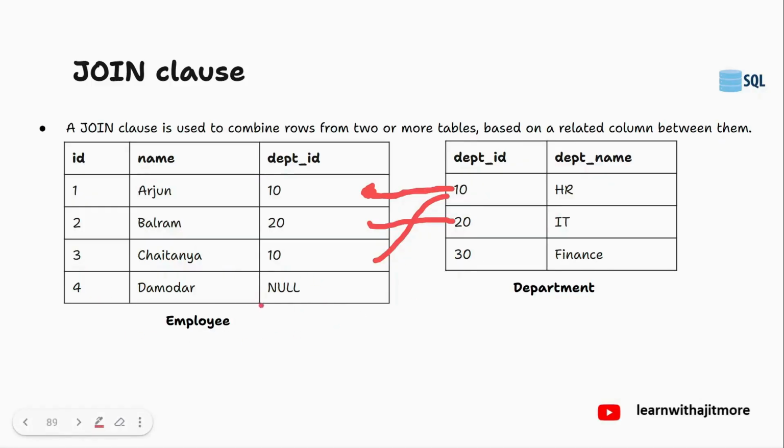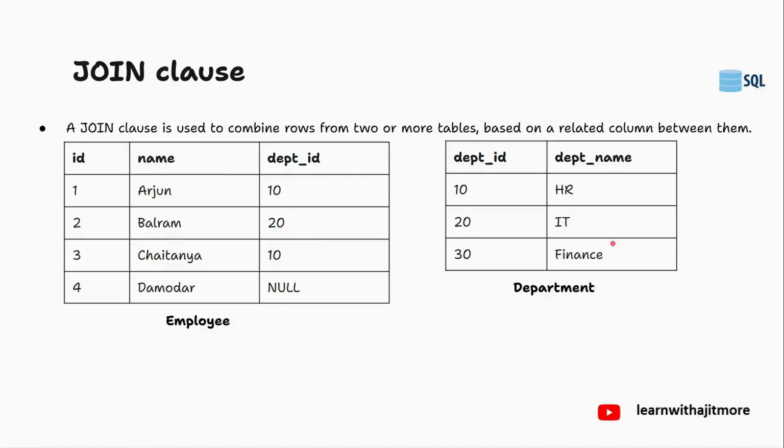Now Damodar is not assigned to any department. The employee is added, but the department is not yet assigned. So it is not related. And in the same way, department 30 doesn't have any employee. You can check, 30 is Finance. So there is no employee working in department 30, and there is no department assigned to employee 4. Getting it? Okay, so that was just an example I showed you.